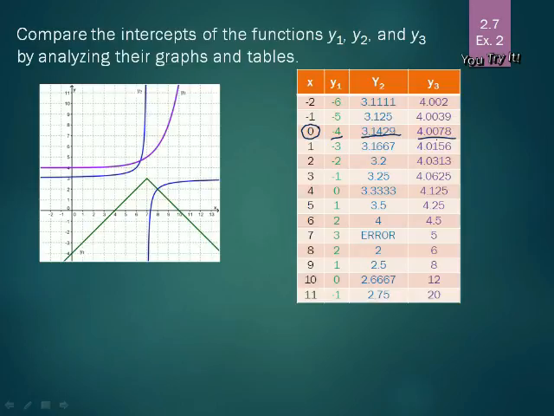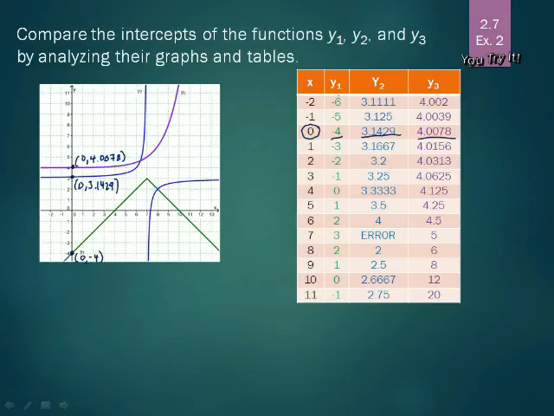So let's just go ahead and mark those in our graph as well. So we did see y1 is (0, -4), y2 is (0, 3.1429), and then (0, 4.0078) for y3. And then looking at our x-intercepts, this should be when y is 0.